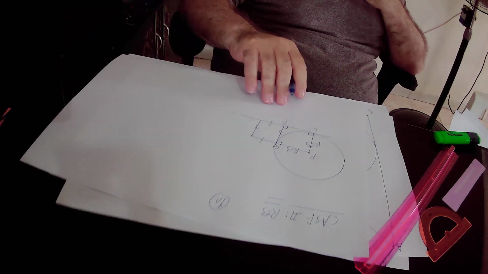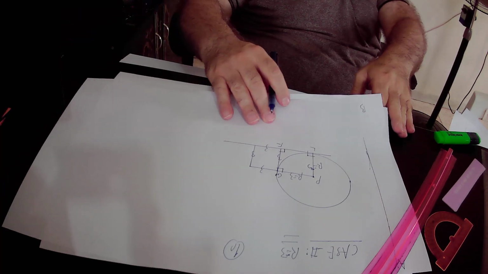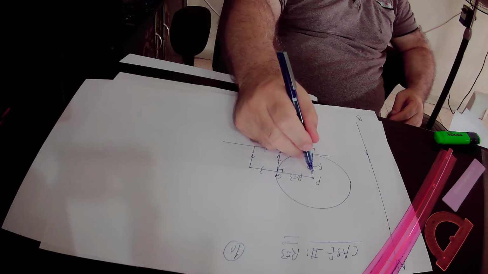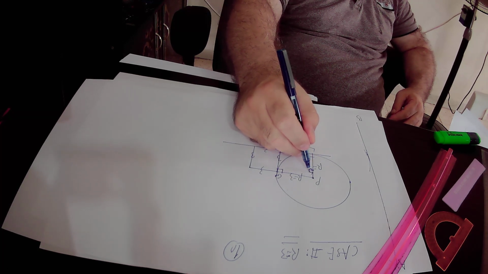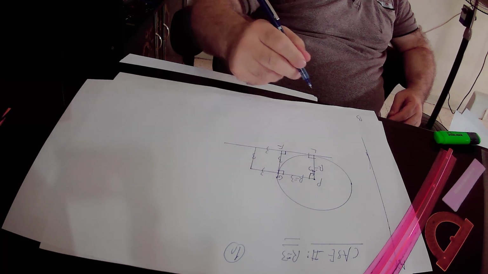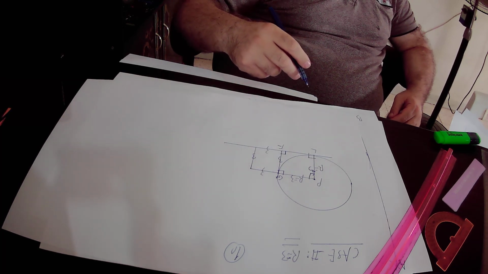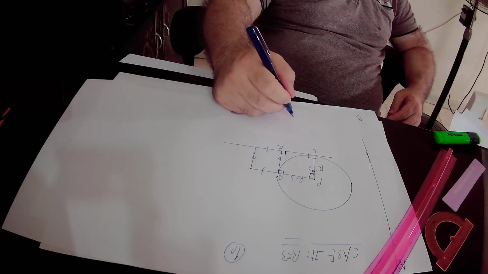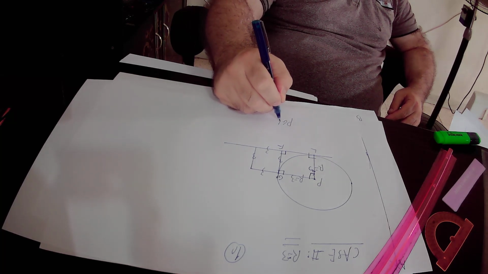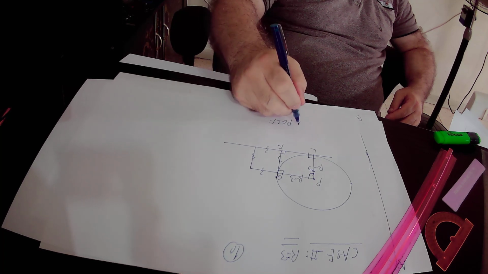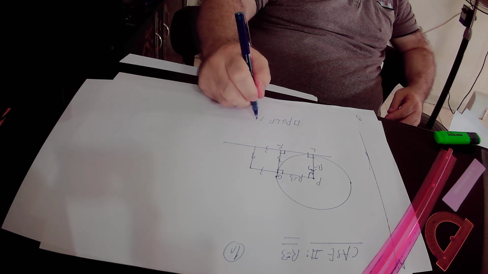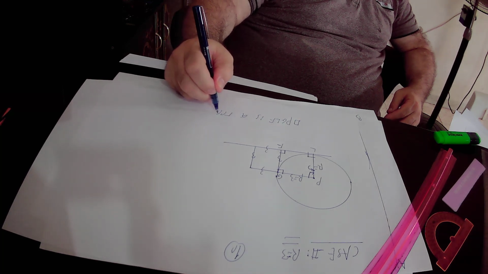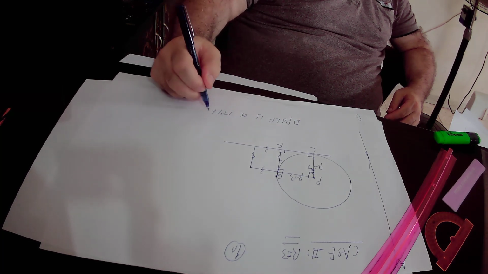So in quadrilateral PGLF, we have 1, 2, 3 right angles, therefore the fourth angle must also be equal to 90 degrees. So quadrilateral PGLF has 4 right angles, therefore quadrilateral PGLF is a rectangle, because it has 4 right angles.